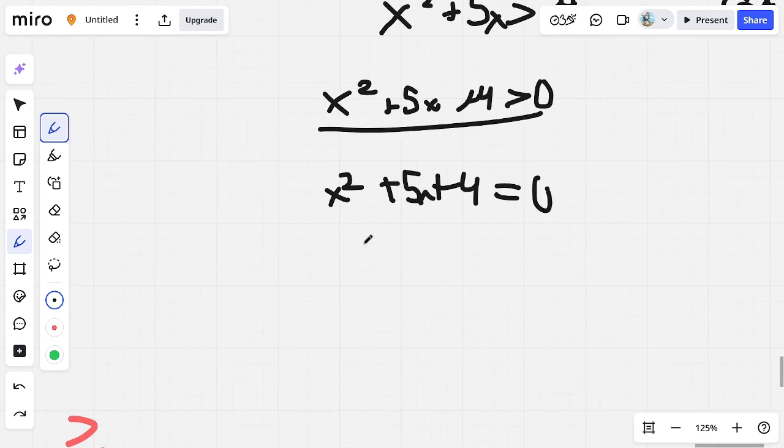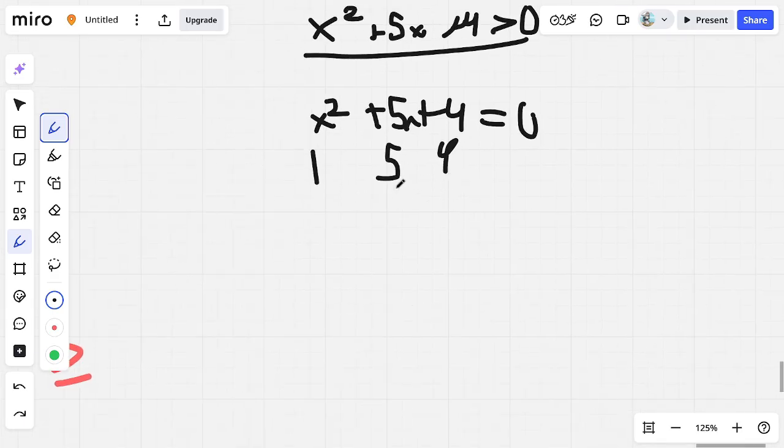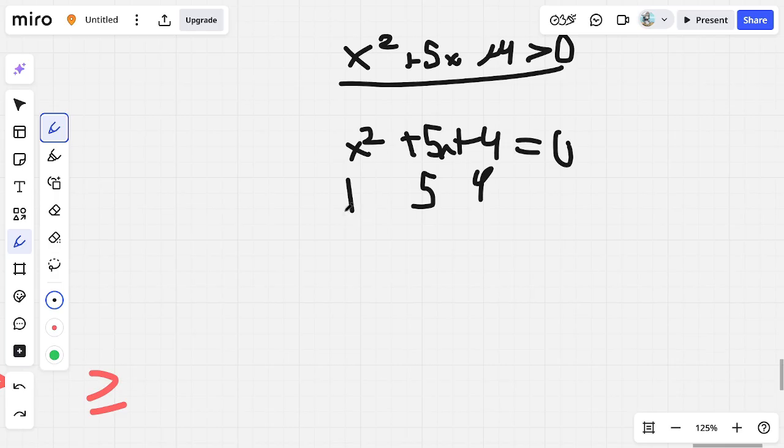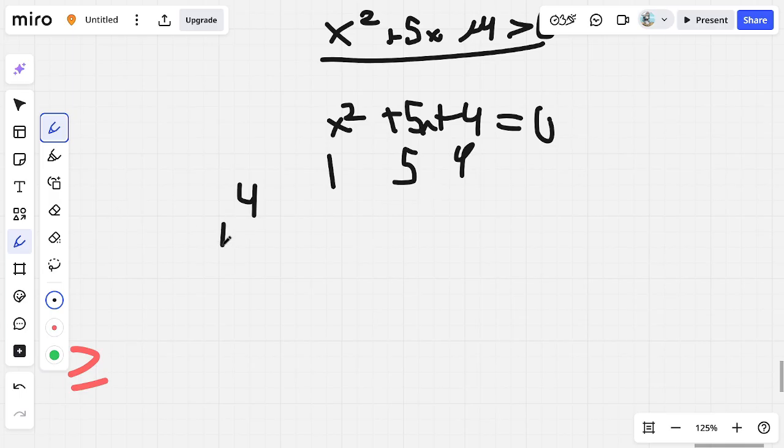Now we can get the values of A, B, and C. So we get 1, 5, and 4. These are the values of A, B, and C. We multiply A and C, the AC method. So A times C, 1 times 4, is 4. And now we have to list down factors of 4 that add up to 5. So 1 and 4, 2 and 2. 1 plus 4 adds up to 5.